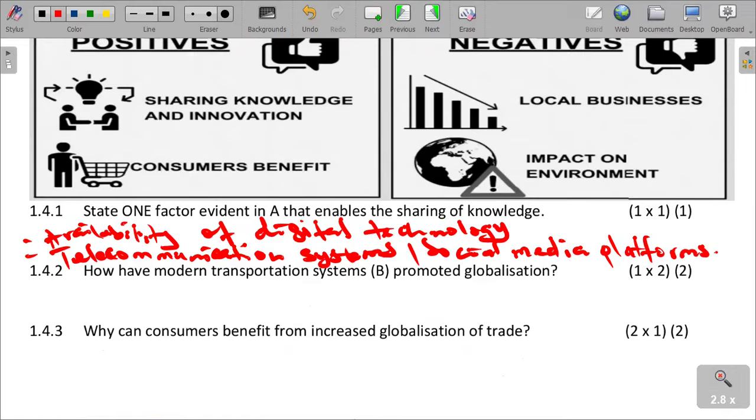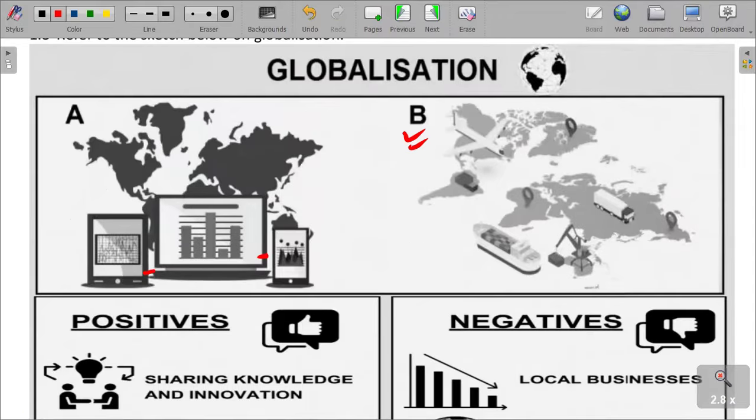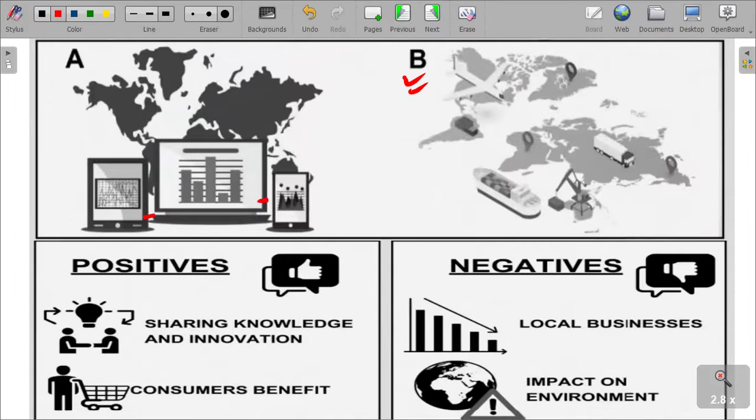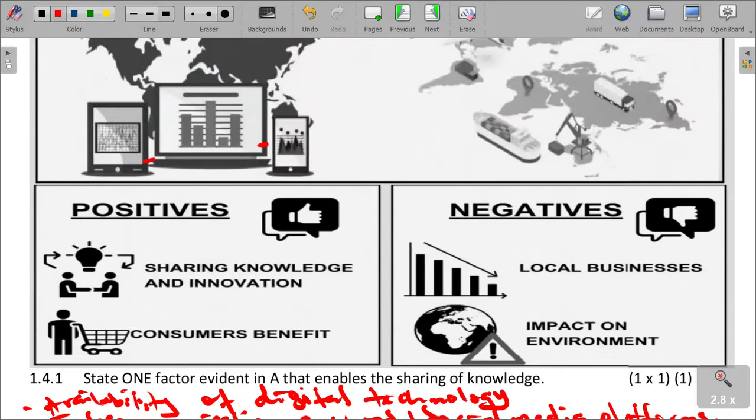So one, we are saying it increased access to markets. Markets can be accessed because of the boats. Businesses are able to go to markets across the world because of all these forms of transport systems that we have.